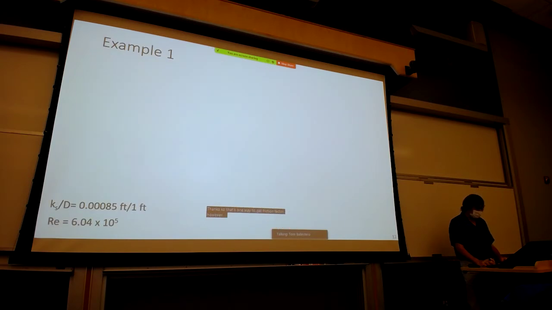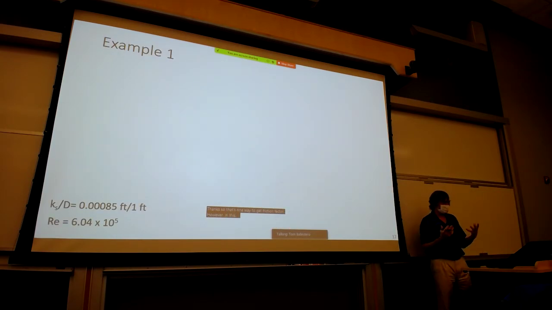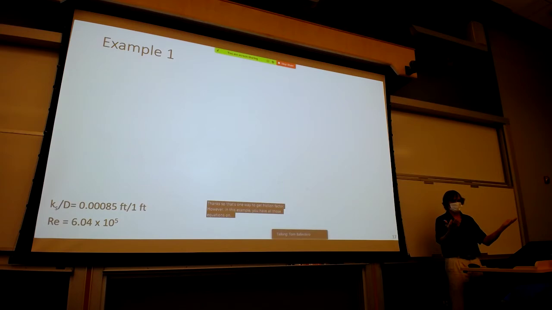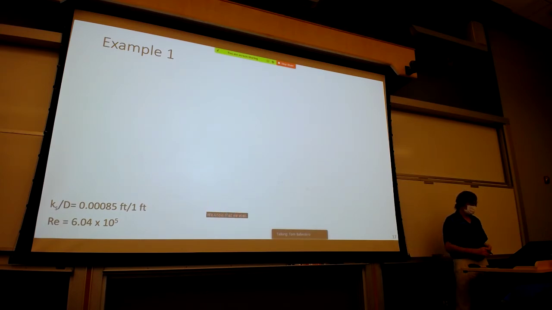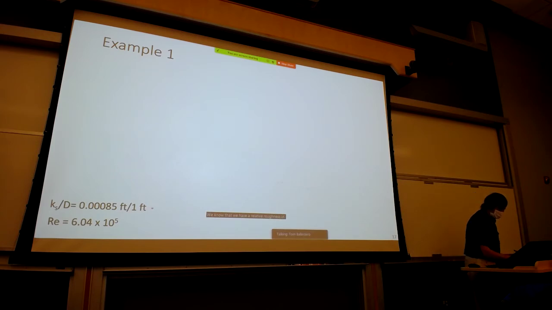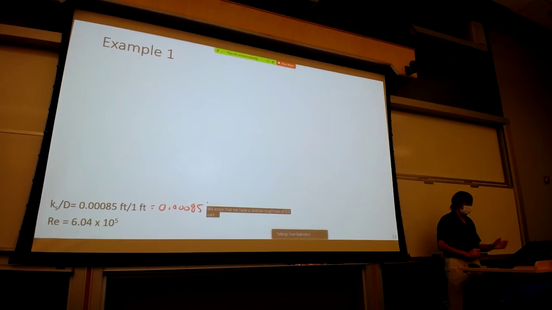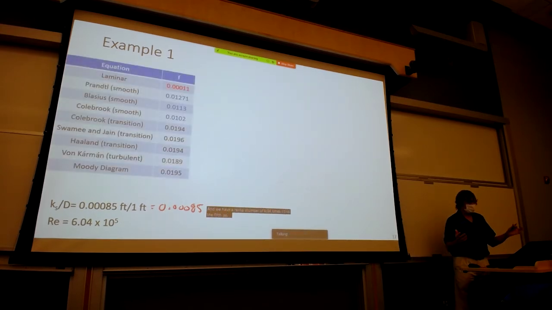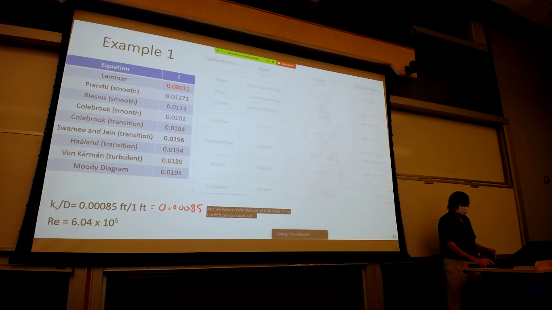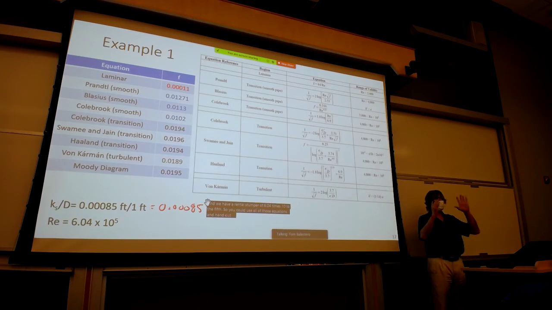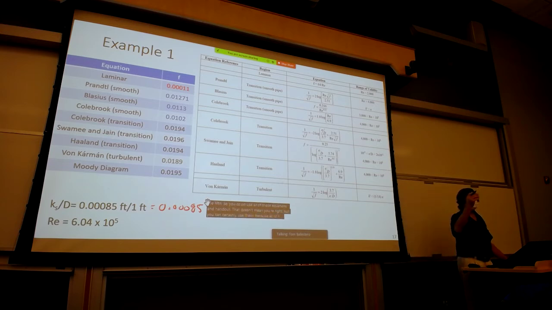However, in this example, you have all those equations on the other side of the Moody diagram on your handout. We know that we have a relative roughness of 0.00085, and we have a Reynolds number of 6.04 times 10 to the 5th. So you could use all of those equations in the handout. That doesn't mean you're right, but you can certainly use them because all of those equations use Reynolds number and/or relative roughness.